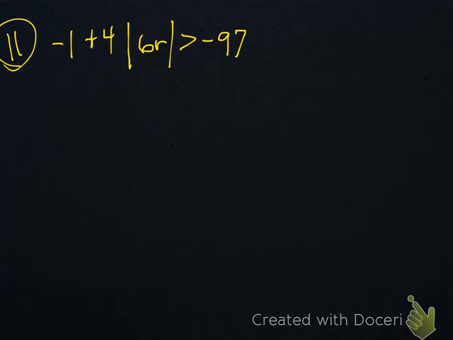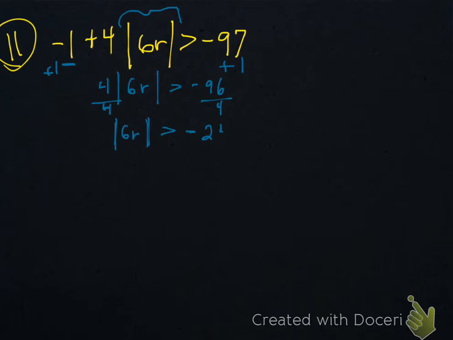So number 11, first thing we got to get rid of is this -1. That -1 needs to be added to the other side. That way we can get our absolute value by itself, because right now it is not by itself. So we end up with 4 times the absolute value of 6r, greater than -96. Okay, it's not the end of the world. It's maybe a big number, but we like big numbers, especially if they're in our checking account. So we're going to divide by 4, not always fun. That means it's going to get smaller. We don't want the checking account to get smaller, but that's okay. -96 divided by 4 is -24.